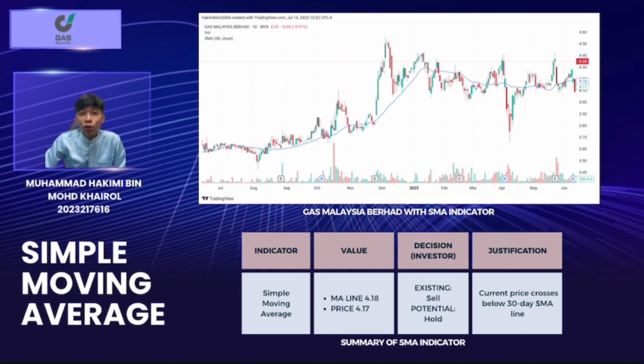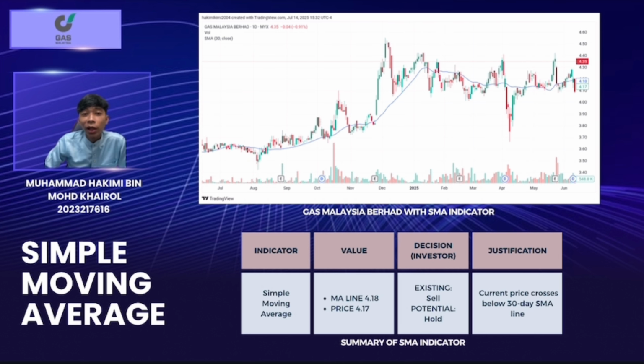That figure showed the daily price movement of Gas Malaysia Berhad with the simple moving average, the SMA. As of 13 June 2025, the SMA is RM 4.18 and the current price is RM 4.17, slightly below the 30-day average. This may indicate short-term weakness and mark selling pressure. If the price stays below the SMA, further downside is possible.